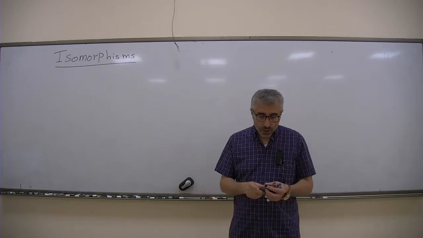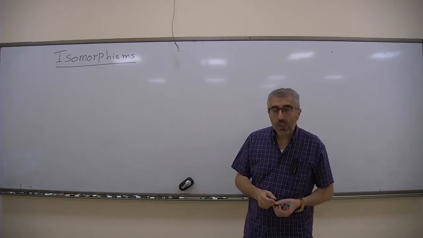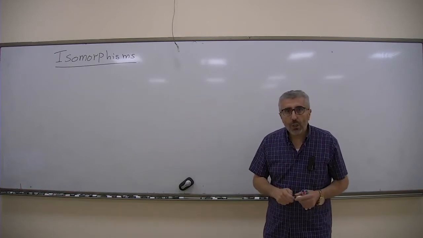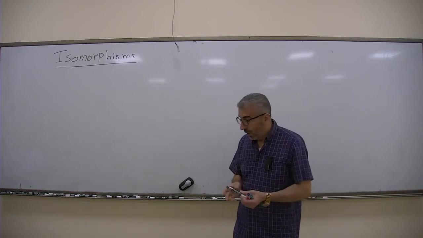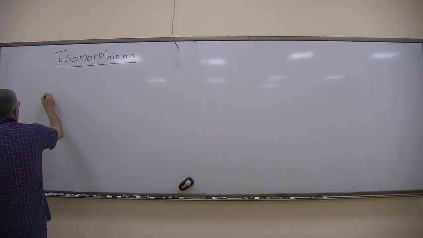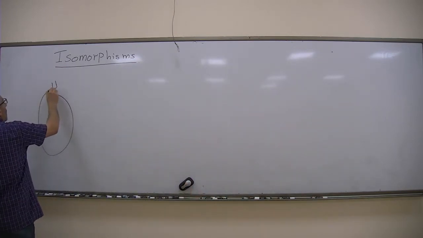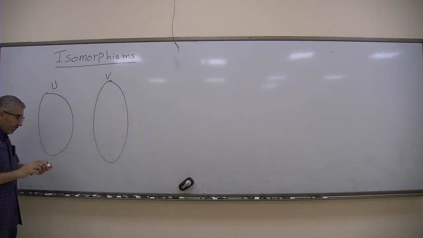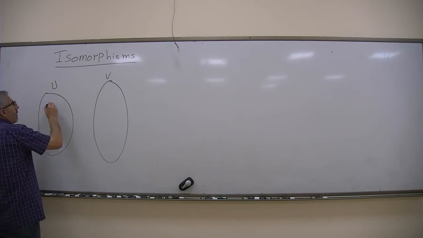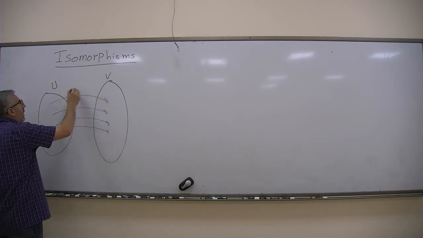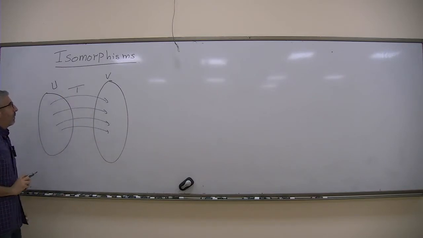Well, today we are going to talk about a new concept. It's called isomorphisms. We talked about linear transformations, so let us recall a few things. When you have a vector space U, and here you have a vector space V, we defined linear transformations between vector spaces. So let's say here T is a linear transformation.